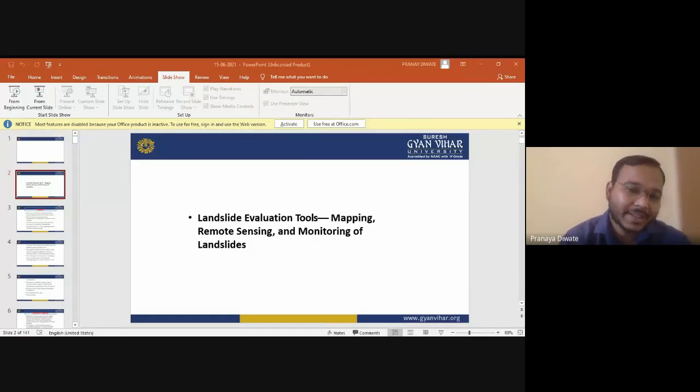The objective behind this lecture is to familiarize you with how to apply the knowledge we have about landslides to a real study, a real-time study. So the first component of this study is mapping.